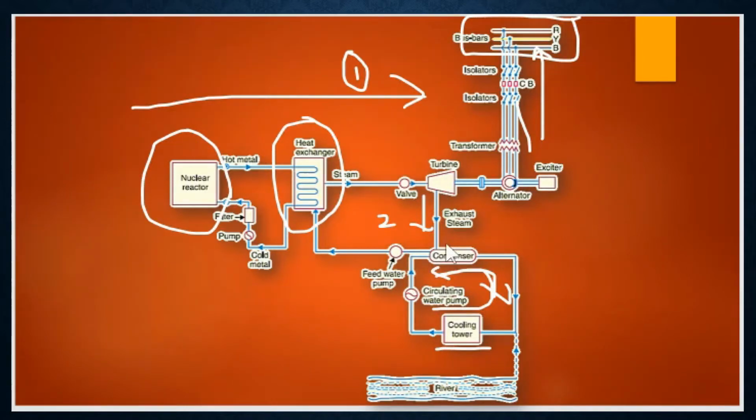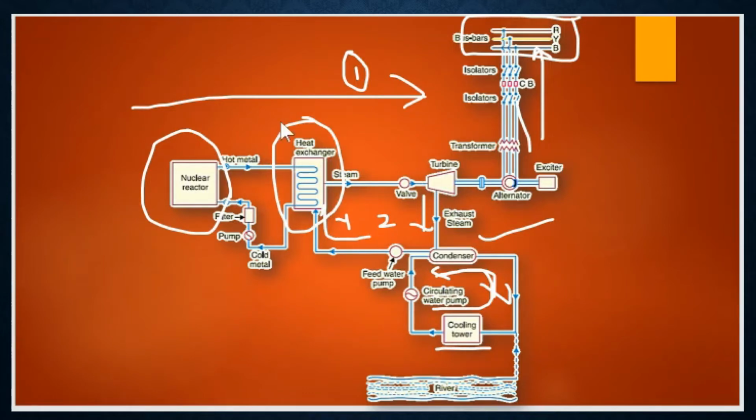And in the condenser, what will happen? In the condenser, the steam will be cooled. Steam will be cooled, and it will be converted into hot water. That hot water is again fed to the heat exchanger. So this is path number 4.